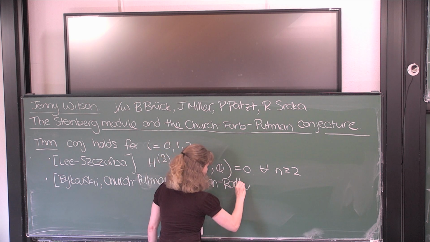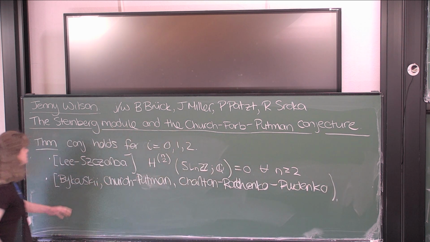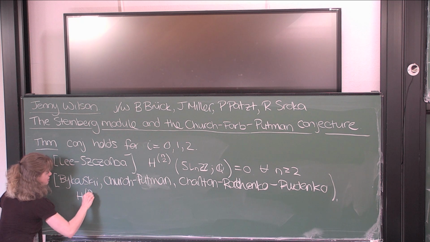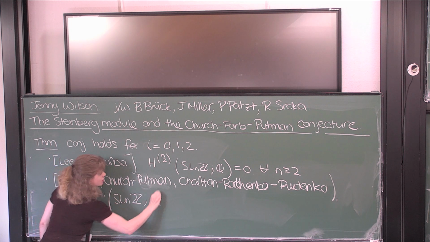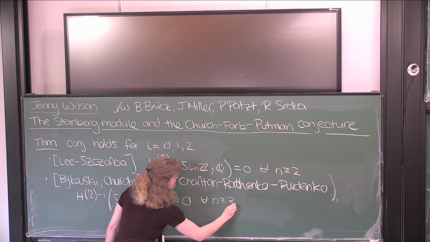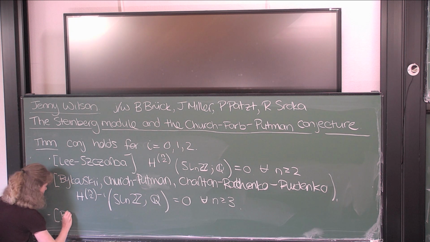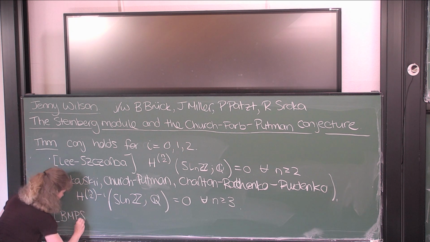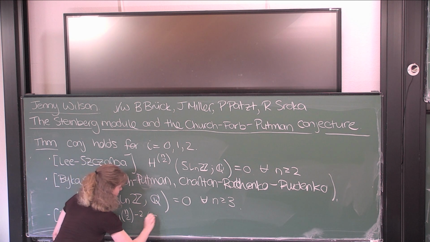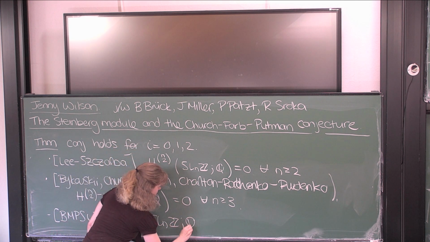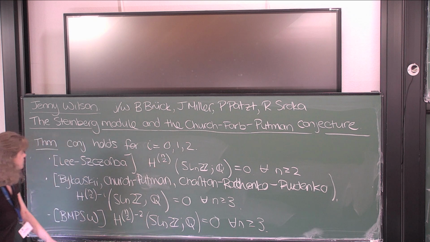And then just last month, there's a much simpler proof in the paper by Charlton, Radchenko, and Rudenko, which proves the codimension 1 case of the conjecture. So we have vanishing of these groups once n is at least 3. And then a couple of years ago, in joint work with Brook, Miller, Patzt, Wilson, and myself, we showed the codimension 2 case for all n at least 4, and in fact, it happened to hold for all n at least 3.